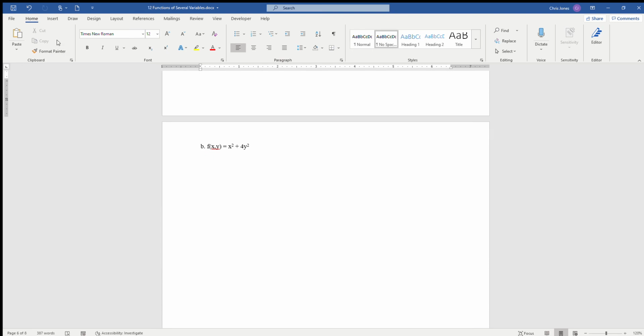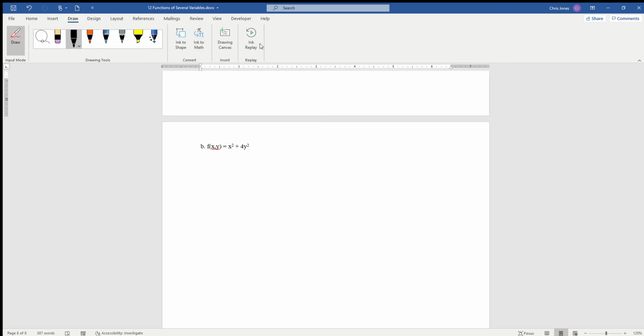A second example. This one's going to be f of x, y equal to x squared plus 4y squared. So let's have k equal x squared plus 4y squared. And again, what we could do is replace k with 0, 1, 2, etc. But most of us would recognize this as not a family of circles, but a family of ellipses.